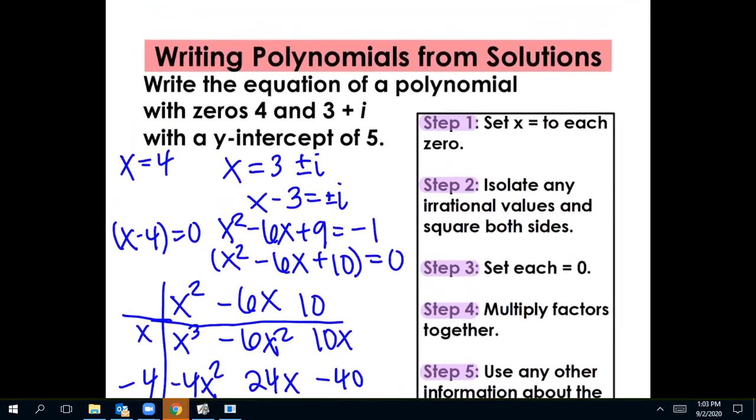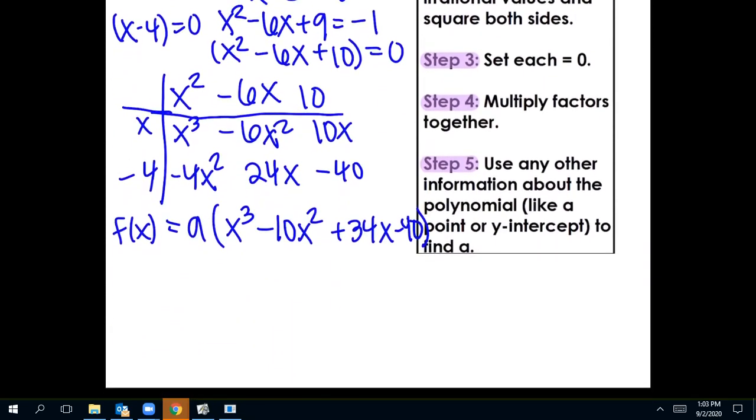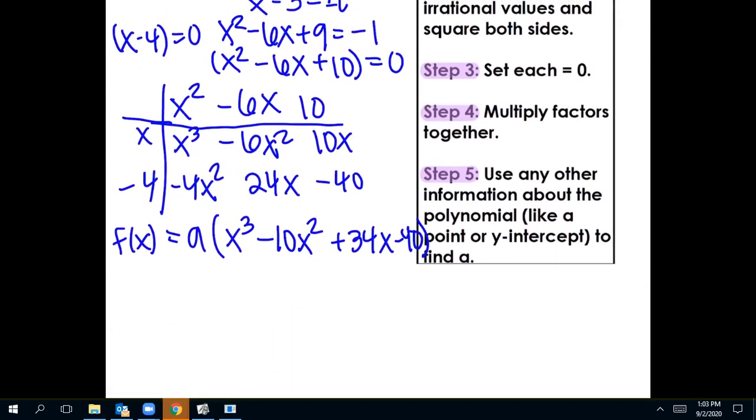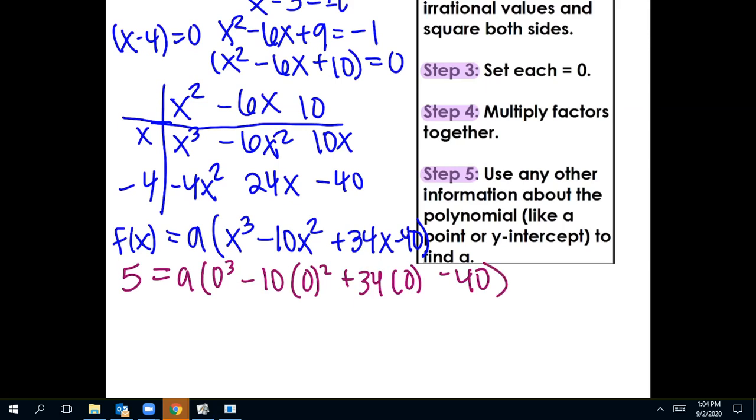This says there is a y-intercept of 5. So the y-intercept of 5 means that y is 5 when x is 0. So if I plug in 0 for all of these, then I'm really looking at 5 equals a times -40. So we want to solve for a. Divide it over, and we'll get a equals -1/8.